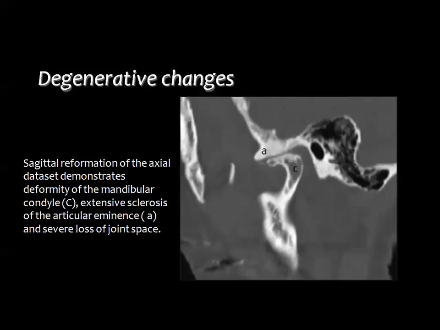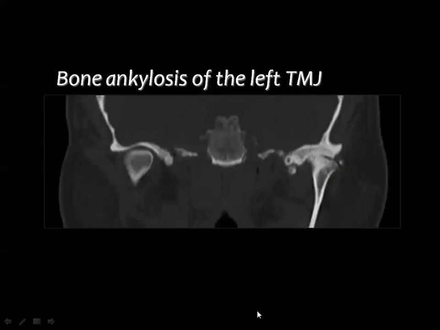And this is an advanced osteoarthritic change of the temporomandibular joint with flattening of the head of the mandible, sclerotic reaction of its articular surface, prominent osteophytic lipping of the head of the mandible as well as the articular eminence, and severe narrowing of the joint space.